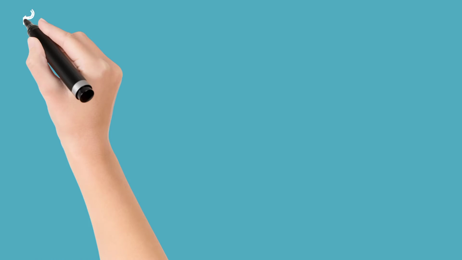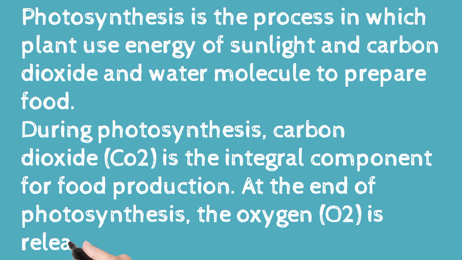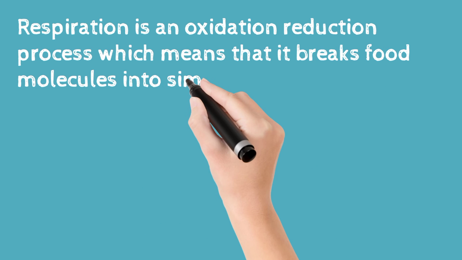Photosynthesis is the process in which plants use the energy of sunlight, carbon dioxide, and water molecules to prepare food. So, during photosynthesis, carbon dioxide is the integral component for the production of food, while at the end of the photosynthesis process, oxygen is released as a byproduct, and the plant releases this oxygen into the environment.